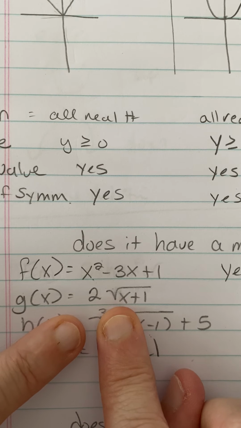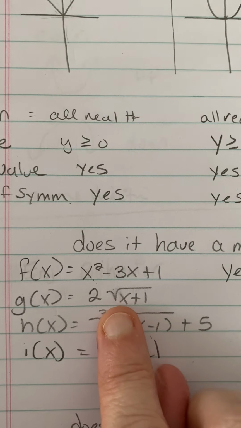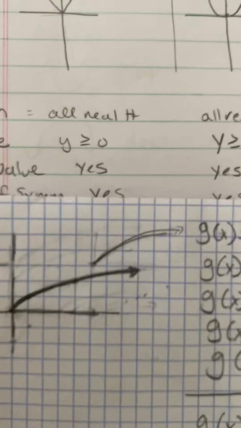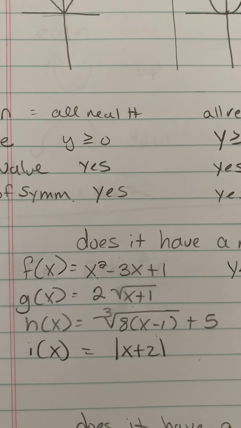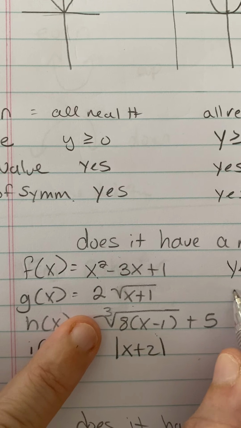Here we have a square root function. So if you remember from your square root functions that look kind of like this, it does have a minimum point.